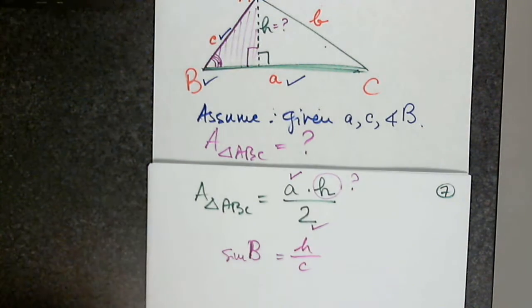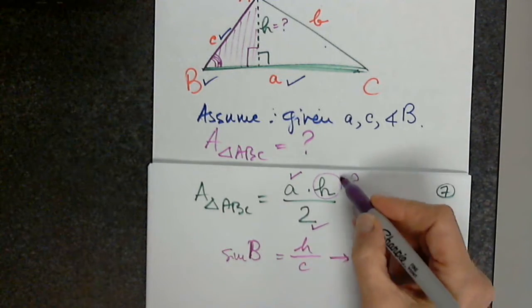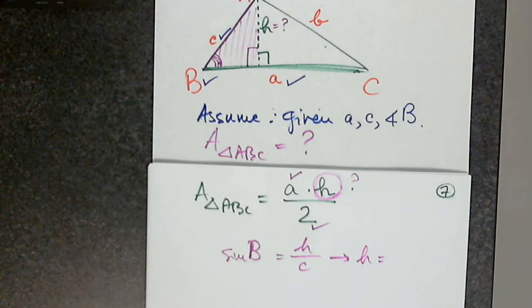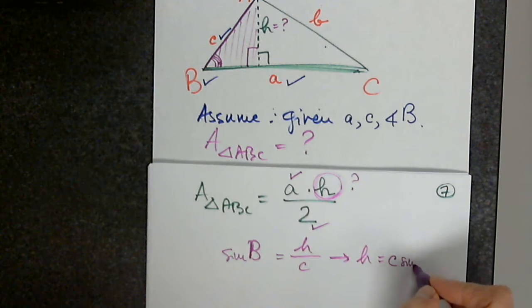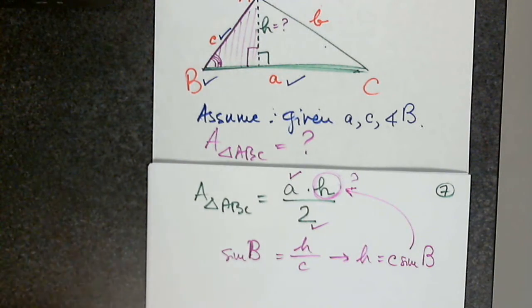And now can anyone solve this equation for us for H? We want H from here. That's the only one I don't have. So H equals, what will you do to find H? Correct. So it's C sine B. That's all I need. And I got a new formula.